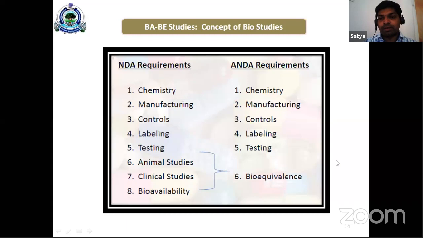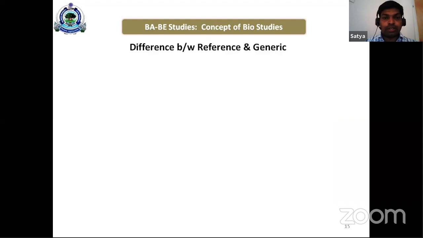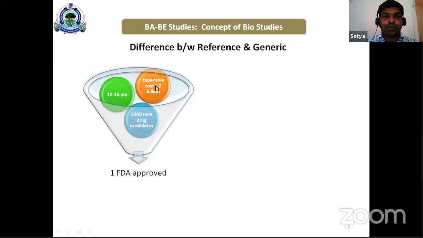So I have highlighted a few organizations. I have mentioned in earlier studies also, the NDA part is expensive, costing around $2 million. It will take 12 to 15 years, and out of 5,000 new drug candidates you screen, one drug will be approved.